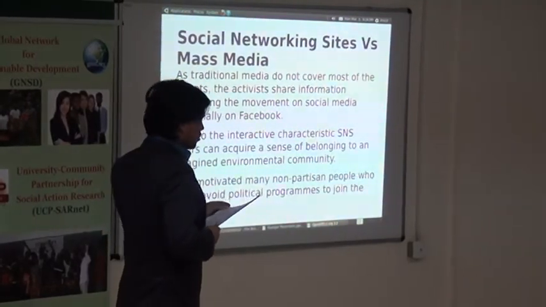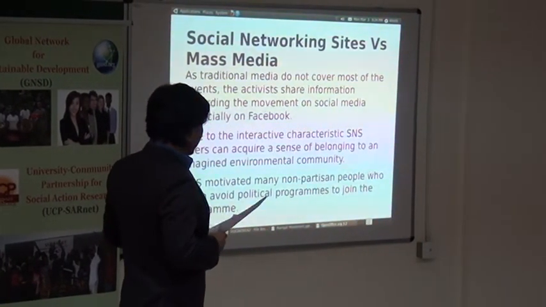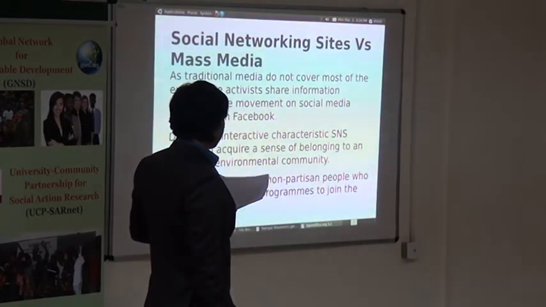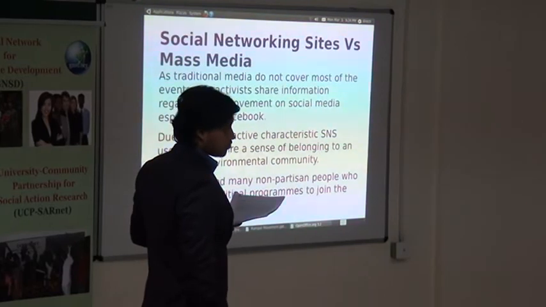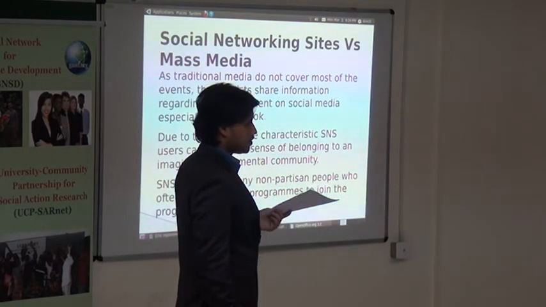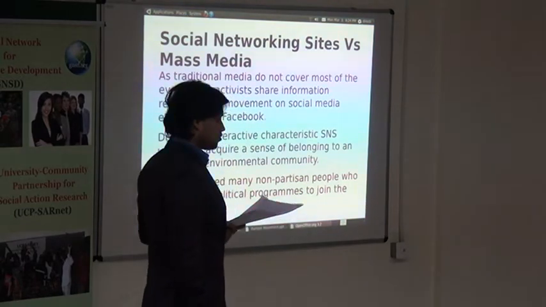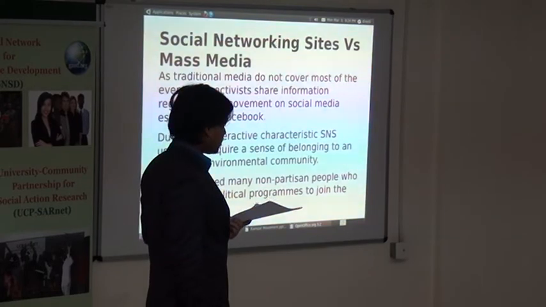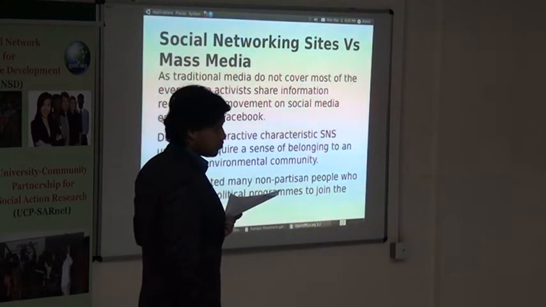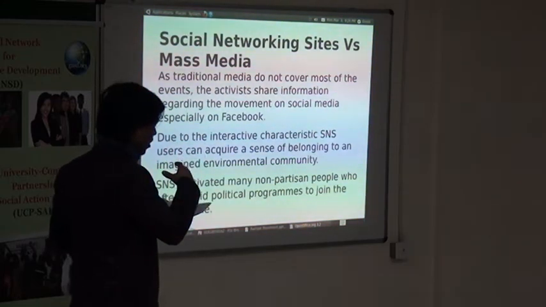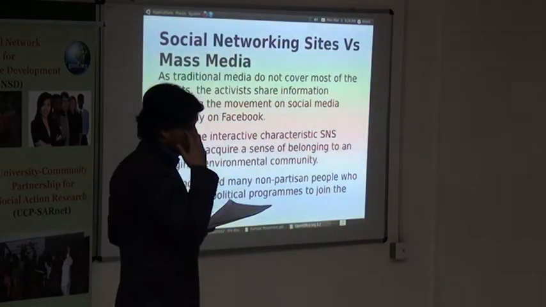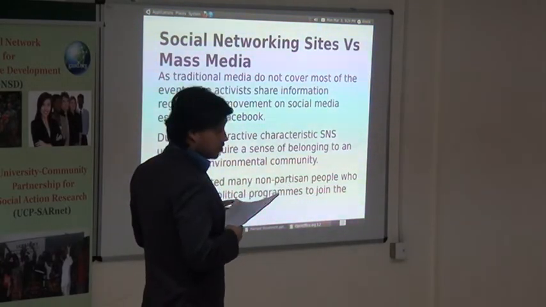As I have said already, social networks are widely used in the movement. The activists told me that as traditional media do not cover most of their events, they share information related to the movement on social media, especially on Facebook. They organized many events and invited journalists, but most of the time the journalists did not cover their events, because they don't think it has a market value. That's why they published their movement-related information on social networking sites. And they said it has a good impact because many people joined them.